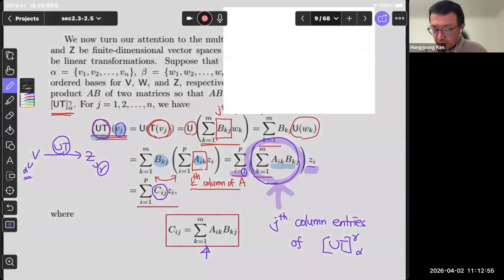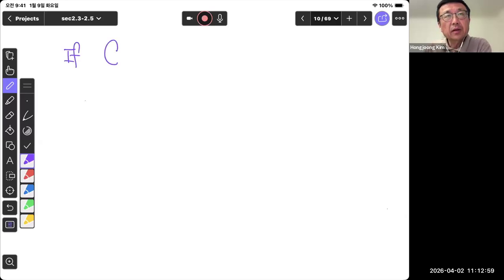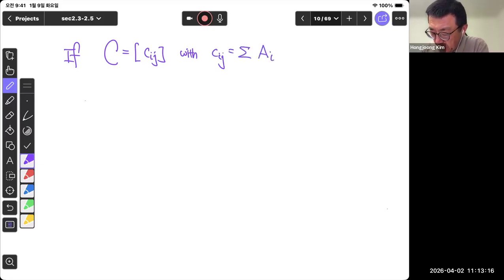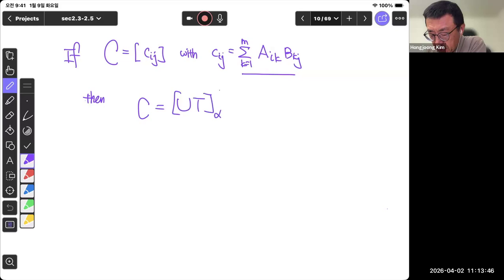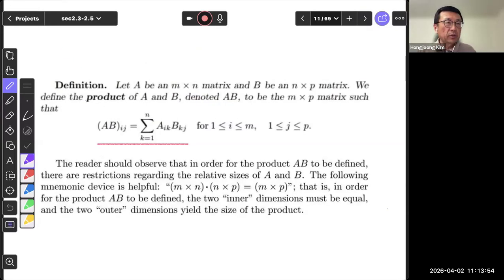So in other words, if I fill the ith row jth column of this matrix with this expression, so if some C matrix is constructed with C sub ij defined by the sum as k goes from 1 to m of a sub ik and b sub kj, so if I fill the ith row jth column with this number, then this C will be the matrix representing this composite, right?